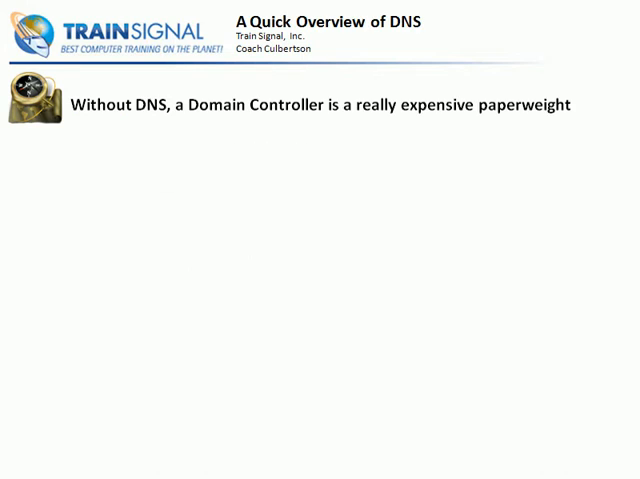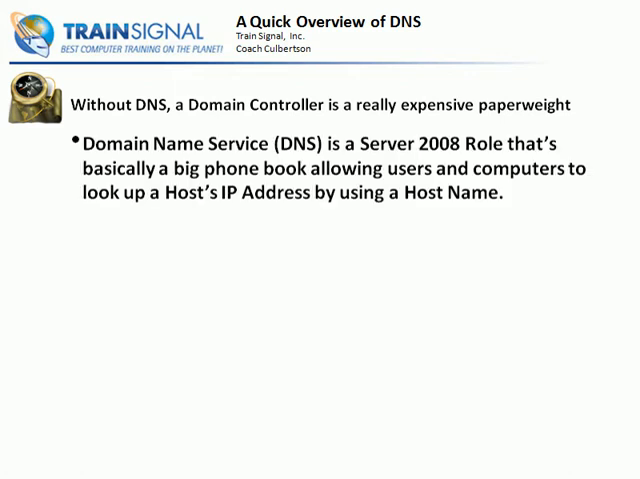All right, so let's go ahead and start off with a quick overview of domain name service. We've been talking about it all throughout this course, kind of here and there, but let's really zero in on it for a little bit. If you have an Active Directory domain controller, it's worthless without DNS. Active Directory relies on DNS to do a huge amount of work, okay? Now, DNS is actually a Server 2008 role that's basically a big phone book. It allows users and computers to look up other computers and hosts, quote unquote, and that could be printers, PDAs, whatever other network devices might be out there. It helps us to find that host's IP address by using that host's name.